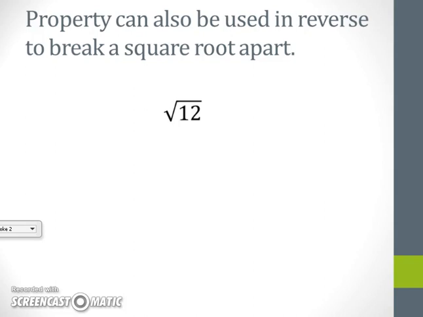You can also use this property in reverse. If we have the square root of 12, you could think of this as the square root of 3 times the square root of 4. Or you could think of it as the square root of 2 times the square root of 6. Or another method, the square root of 12 times the square root of 1. Your goal when you're breaking that number apart is to find groupings of perfect squares.